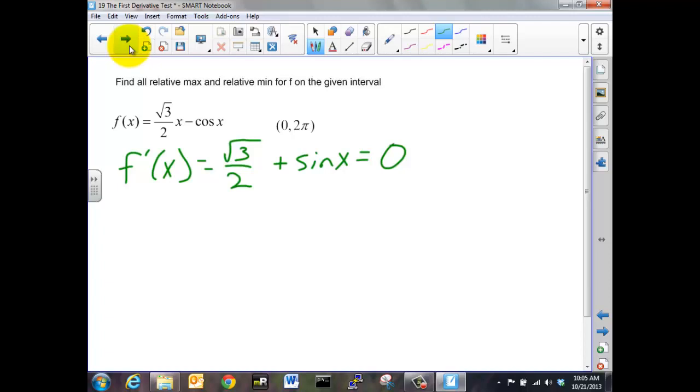That's what I got for my derivative. All right. So now when I solve that, I get the sine of x equals negative root 3 over 2. And you can't use your calculator on this problem, okay? We got to find x. When is the sine equal to negative square root of 3 over 2?